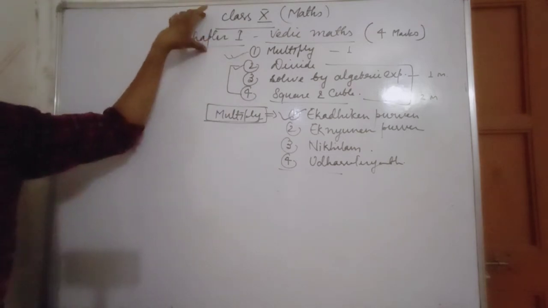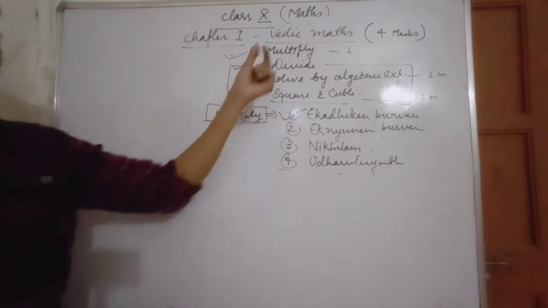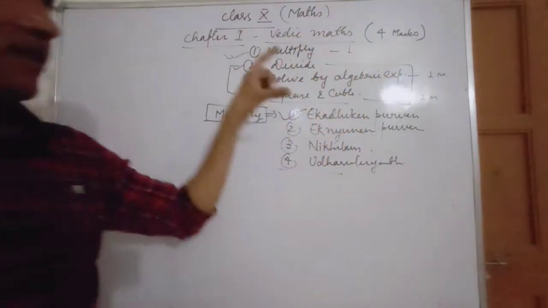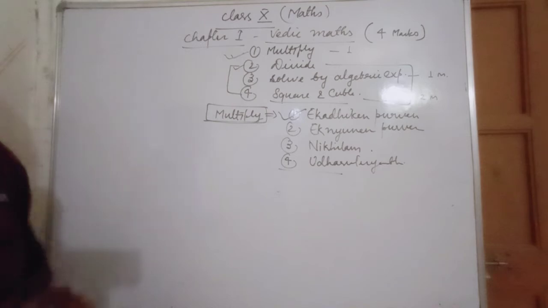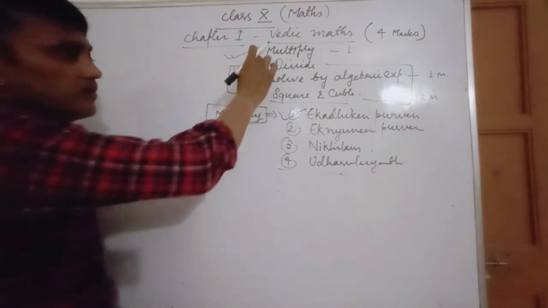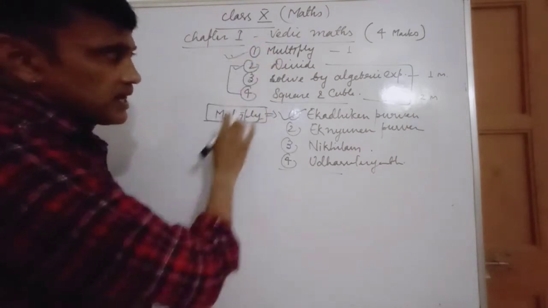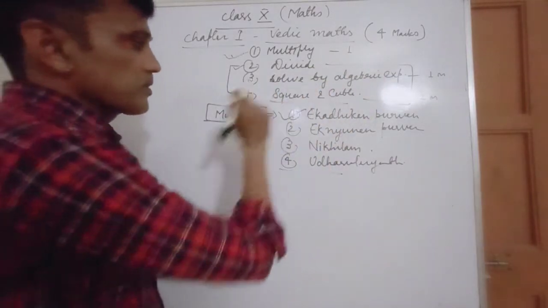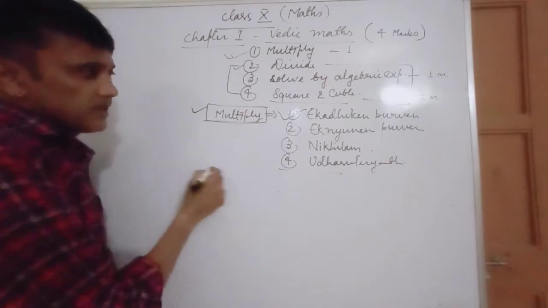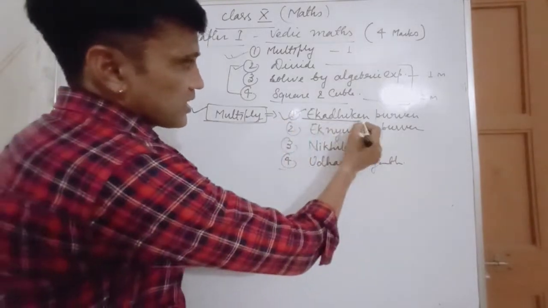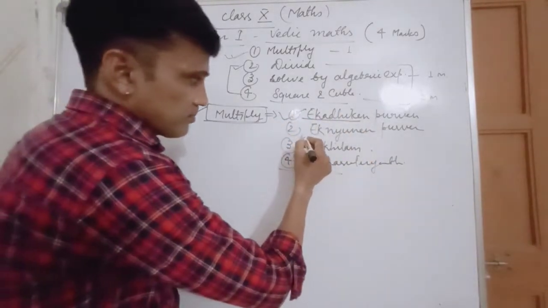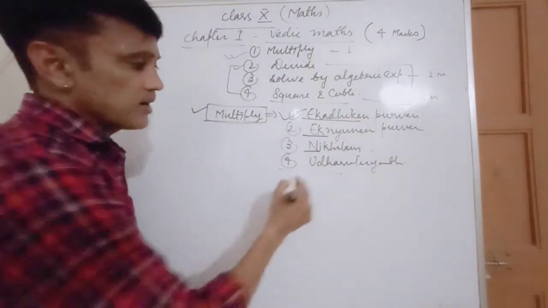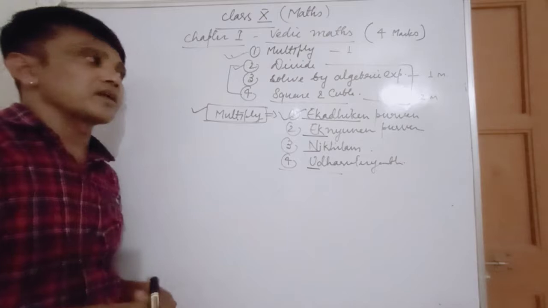According to the RBSE syllabus, the first chapter is Vedic mathematics. It may contain 4 marks, and the topics for 4 marks given in your syllabus are: multiply, divide, solve algebraic expression, square or cube. In multiply, 4 topics are given. One is एकाधिकेन पूर्वेण. Another method, एकन्यूनेन पूर्वेण. Third method, निखिलम, and fourth method is ऊर्ध्वतिर्यग्भ्याम्.